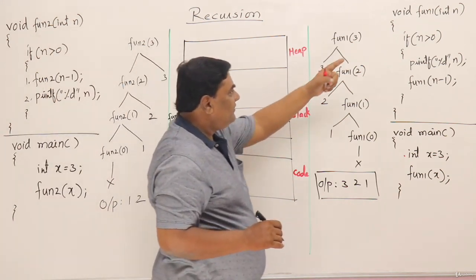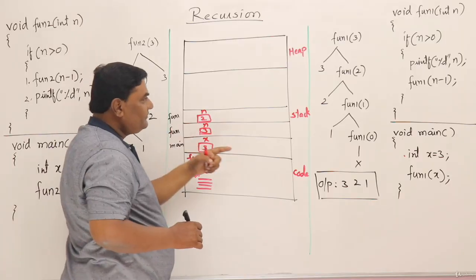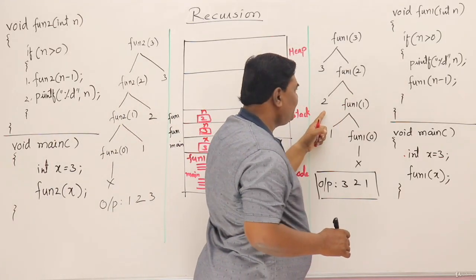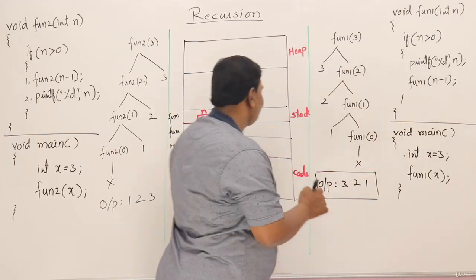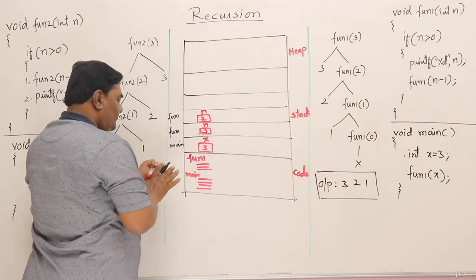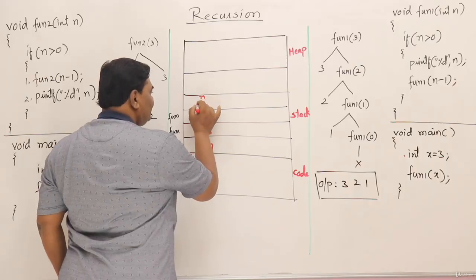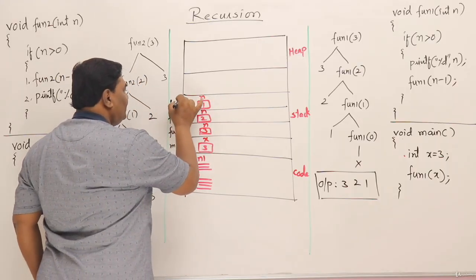Now in that second call, again it checks if n is greater than 0. Yes, 2 is greater than 0. So printf, and 2 is printed. The next line, call again with n minus 1. Right now n is 2, so again a new call, again an activation record is created, and variable n is created with value 1. And this is again a call for fun1.